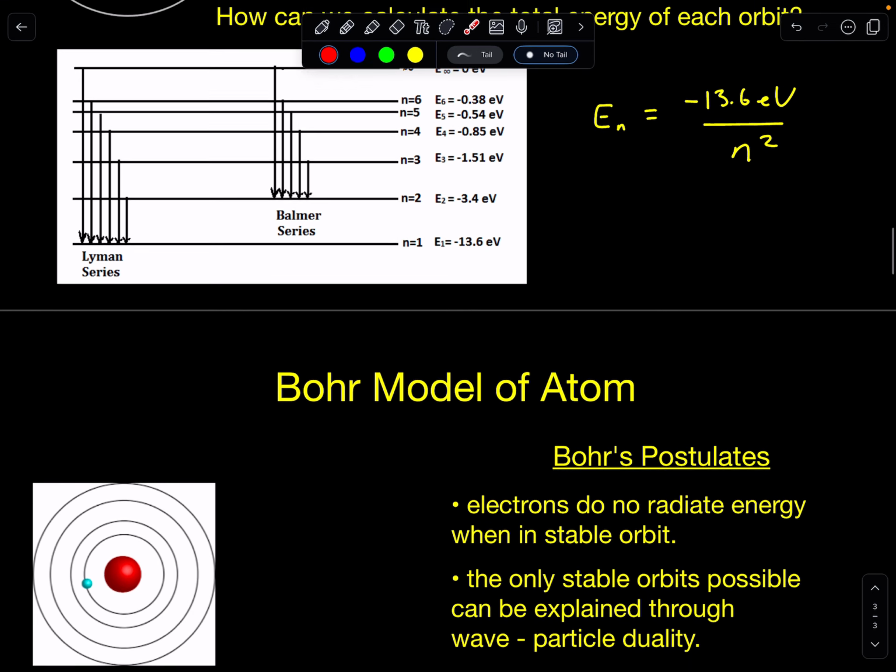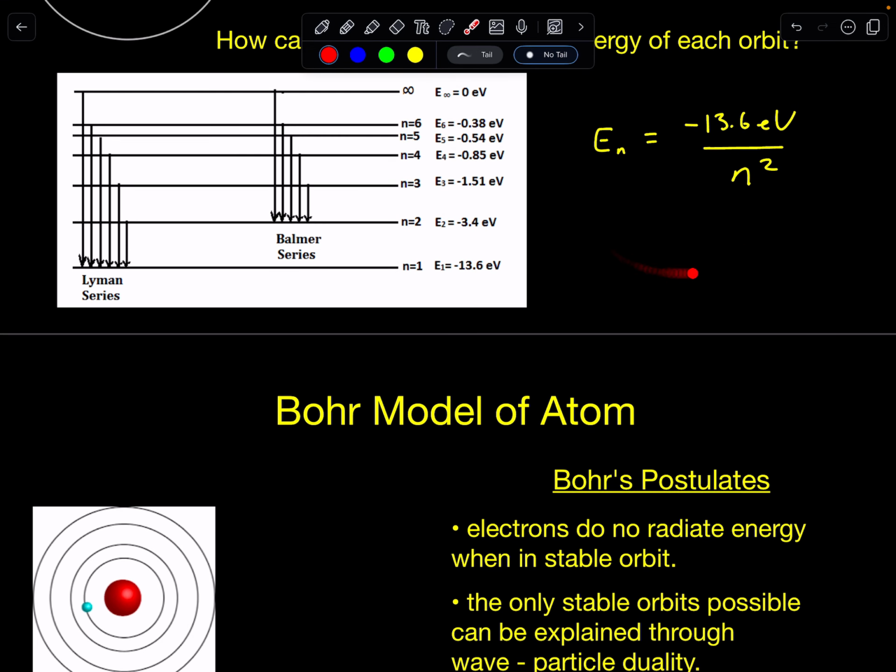So now to the big picture. How did Bohr get this? How was he able, on paper and using theoretical models and algebra, to calculate the actual energy of these different energy levels in an atom? And using that, how was he able to actually explain the Balmer series that I described in my previous video?